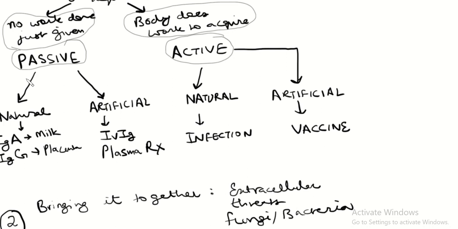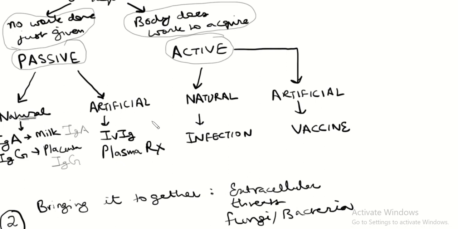Now, one can gain passive immunity through natural means. So, for example, milk gives you IgA, placenta gives you IgG. So the baby gets IgA from the milk and IgG from the placenta. So that's the natural way that baby gets passive immunity, because the baby's body doesn't have to do work.